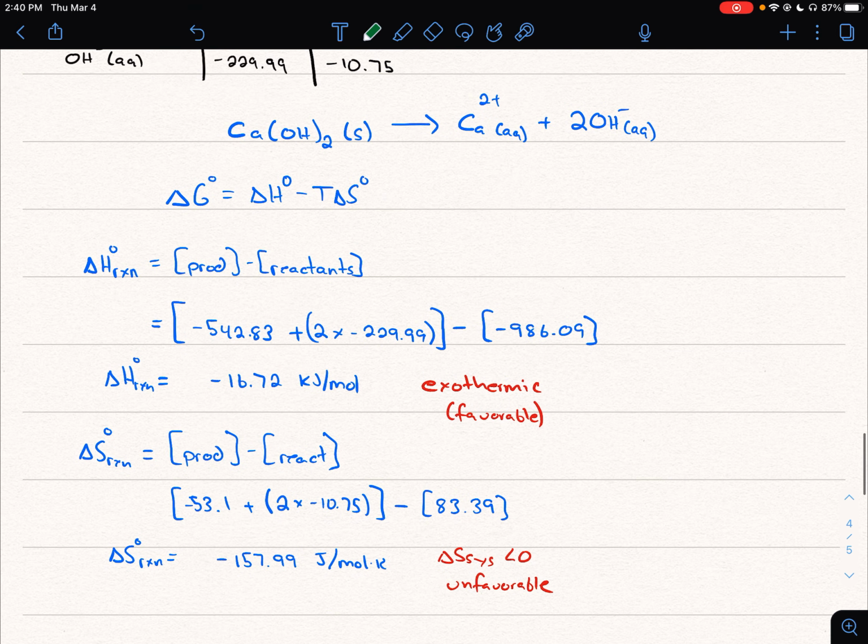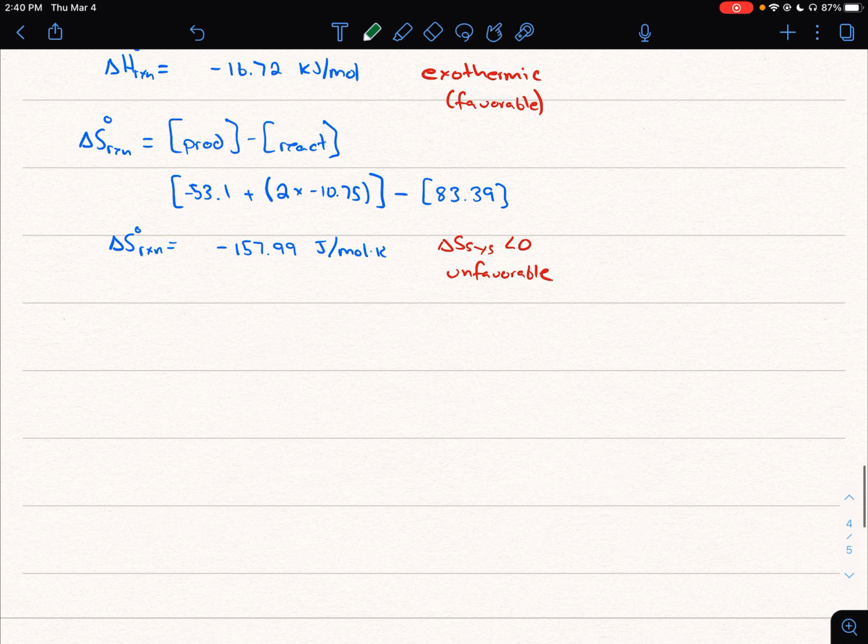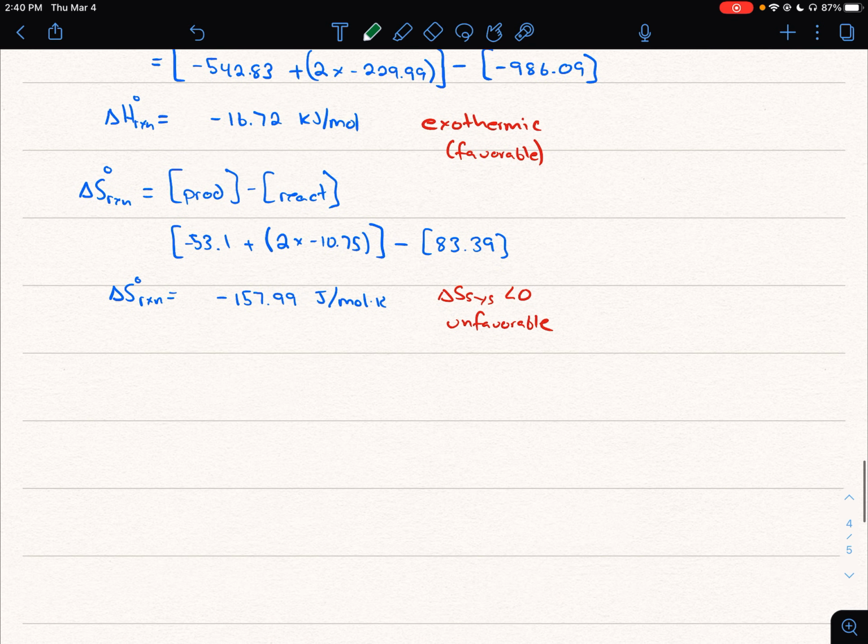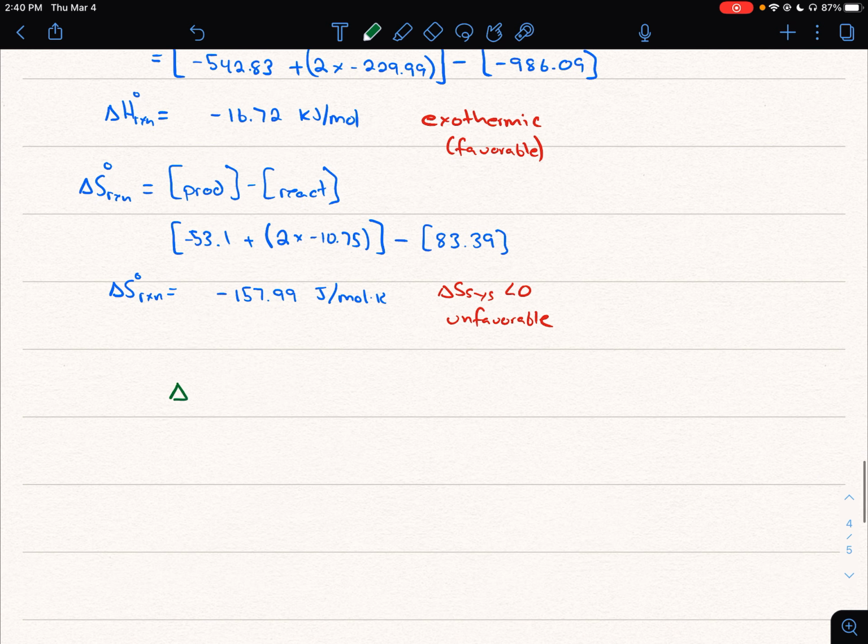So now that we have our values, we can come back to our delta G equation, and I can plug that in up here so we can see everything. Well, actually, I'll go below. Come down here, we'll say delta G is equal to delta H minus T delta S. And again, watch your units when you do this.